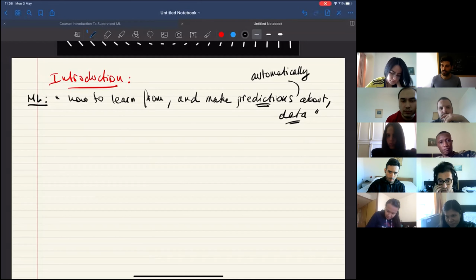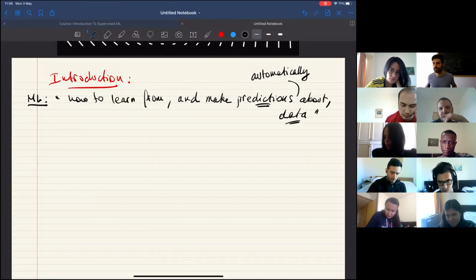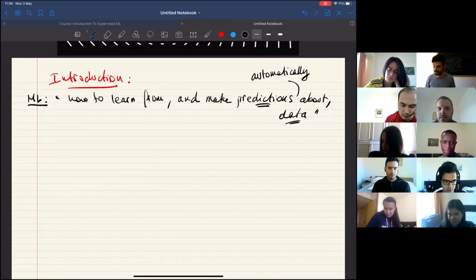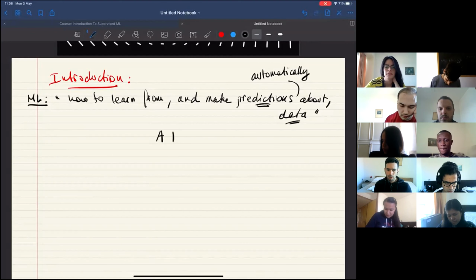I guess that most of you have heard about machine learning, about artificial intelligence already many times, but I'm not sure that it's very clear for all of you what the subfields of machine learning and artificial intelligence are, and first, what is the difference between artificial intelligence and machine learning? So I will here put AI for artificial intelligence.